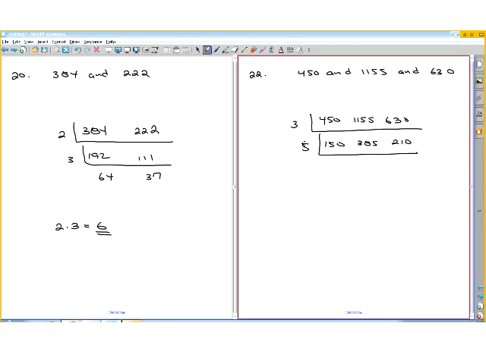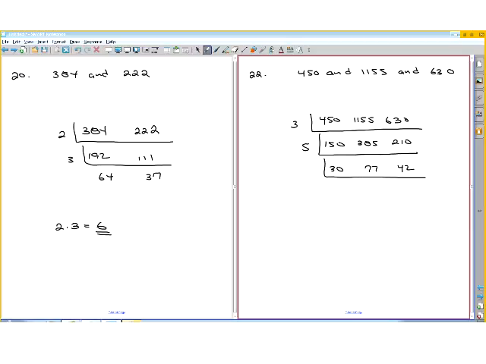150 divided by 5. 385 divided by 5. Of course, these are all going to be divisible by 5 because they end in 0 or 5. So we know it's going to work out. So each one, we get 30, 77, 42. Now, 7 these are not divided by 5 because we don't have 0 or 5 in the last number.